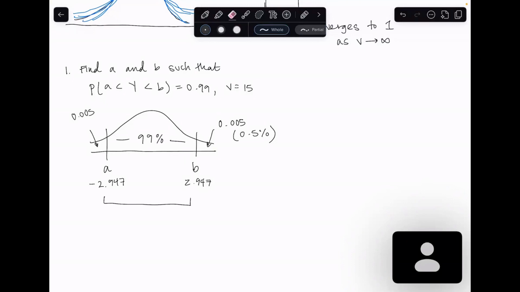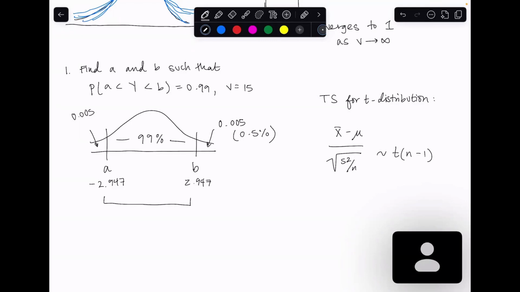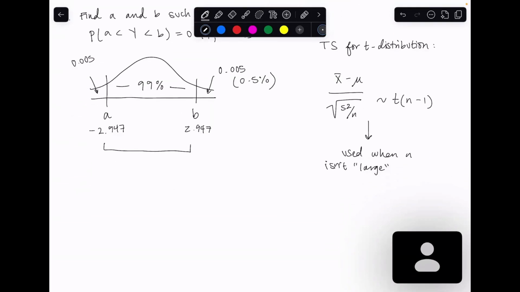We did it. And then your test statistic for a t-distribution test, like if you're doing a hypothesis test, but you also use it in a confidence interval, is x bar minus mu all over the square root of the variance over n, and that's going to follow a t. And this can be used when n isn't large, so n is less than 30, but the underlying distribution is normal.